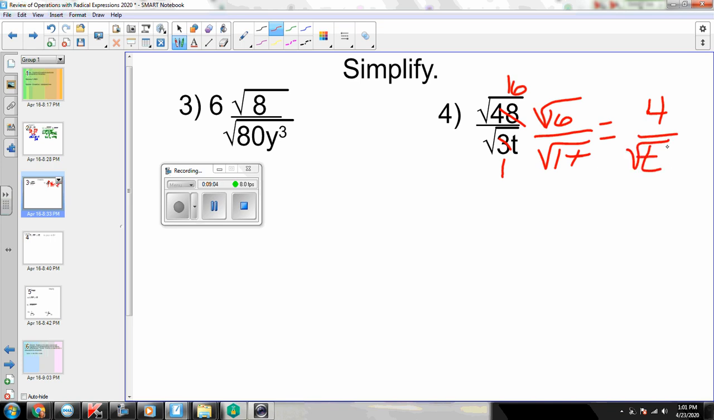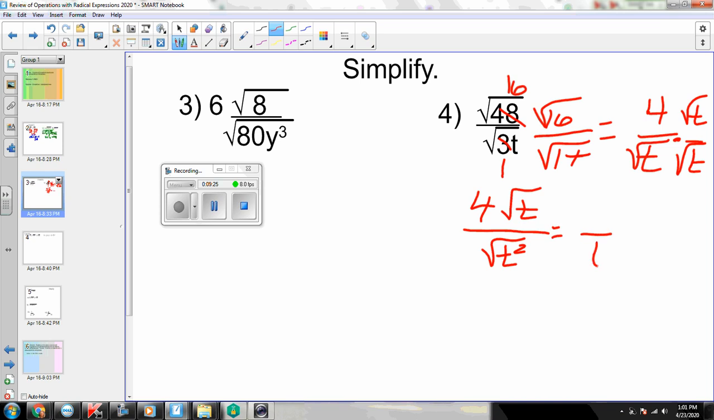But I still have a radical in the denominator, and in order to simplify, I cannot have a radical in the denominator. So I'm going to multiply by the square root of t over the square root of t, which will give me 4 radical t over the square root of t squared, because t times t here is t squared. The square root of t squared is just a t, and then I have 4 radical t. Do you think I could cancel this t with this t? No, I can't, because this one's under a radical and this one's not. So this would be my simplified answer.